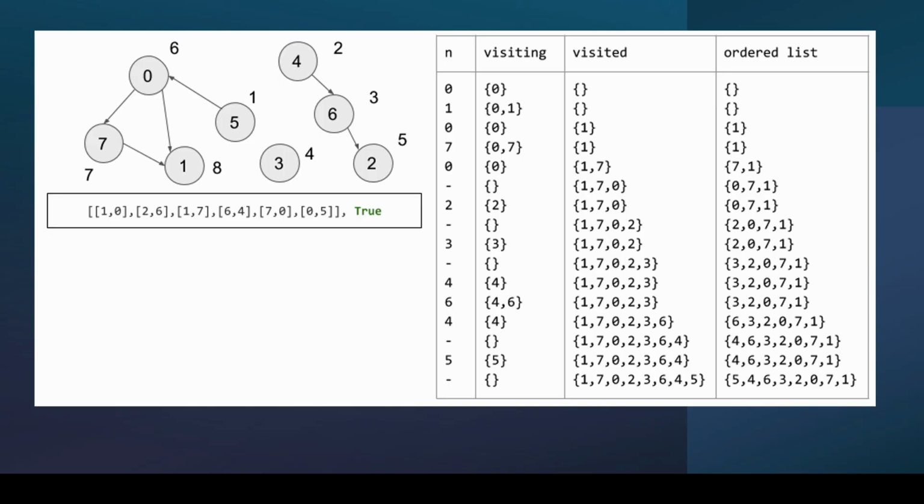Now we're going to start with the brute force approach. A simple approach to solving the course schedule problem is to check for a cycle in the course prerequisite graph. If a cycle exists, it means we cannot complete all courses. So let's implement the code.